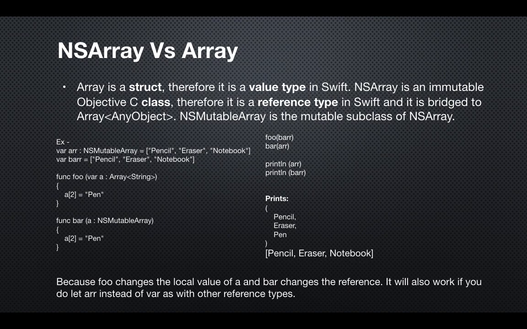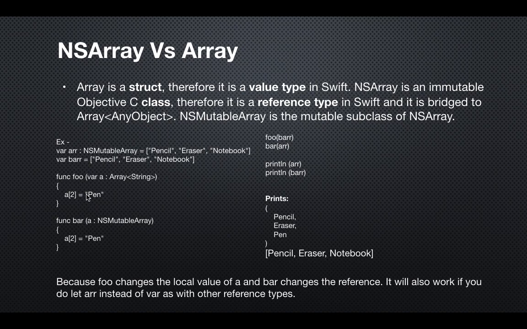In short, value type means you know the values will not be changed if you are changing the value of, let's say, so we can take this example as well. Over here we have NSMutableArray, okay, and we have a simple array, the Swift array, and we have two functions, foo and bar. The foo function is taking an array and bar is taking NSMutableArray as parameter.